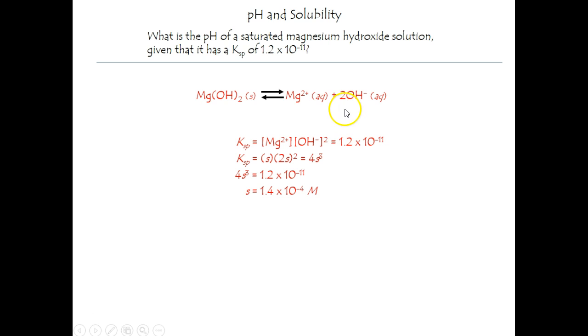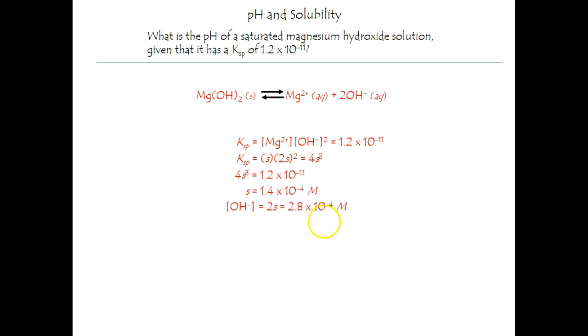Is that the concentration of hydroxide? No, it's simply the S right there. 2S must be the concentration of hydroxide, since there are 2 for every one. And so it's equal to 2.8 times 10 to the minus 4th moles per liter.